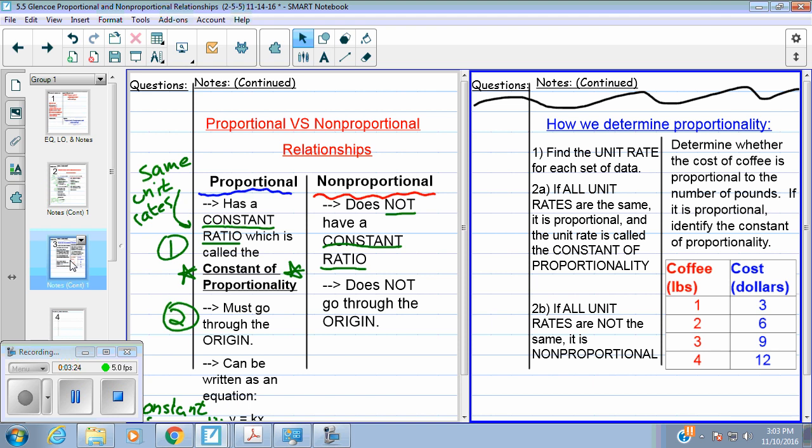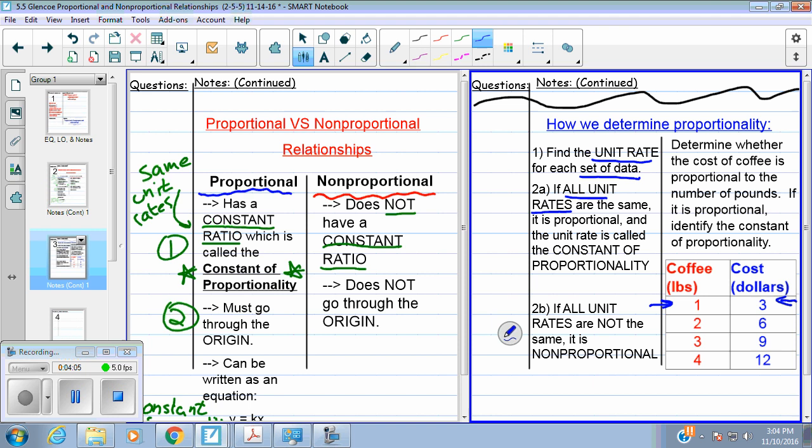Okay, welcome back, students. Okay, so first off, how do we determine something has proportionality or is proportional? Step one is going to be finding the unit rate for each set of data. And when I mean set of data, I mean the ordered pairs, those numbers that go together. For example, when you bought 1 pound of coffee, it will cost you $3. Those two are the sets of data that we're going to create the unit rate from. If all the unit rates are the same, it is proportional as long as it goes through the origin. If all the unit rates are not the same, it is not proportional.